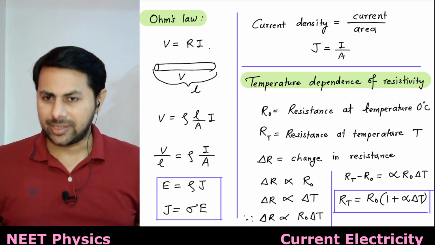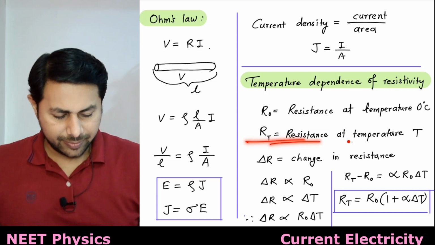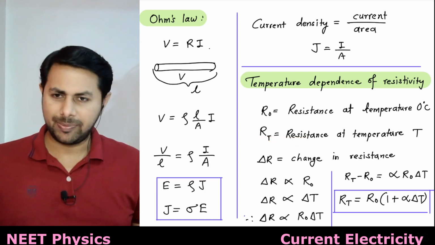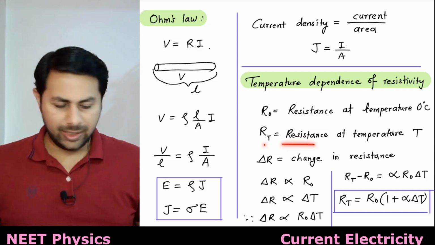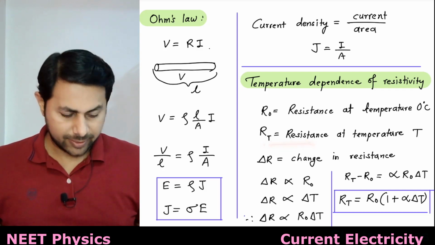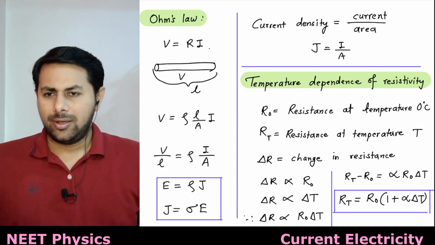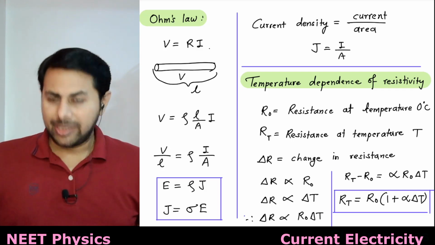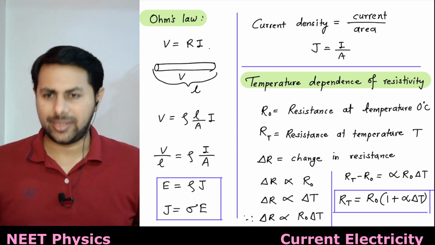If there are more chances of collision when vibrations increase, that means the resistance will increase. That's why the resistance depends on temperature. When temperature increases, resistance will increase. This is for conductors. For semiconductors, when you increase the temperature, the resistance will decrease.